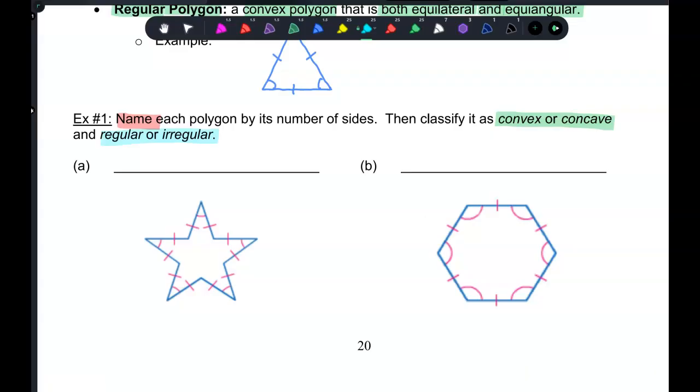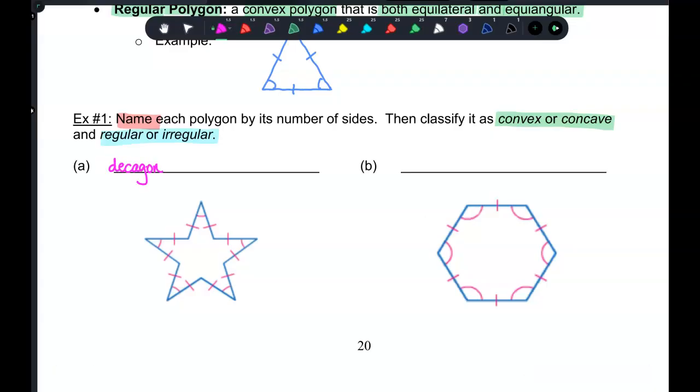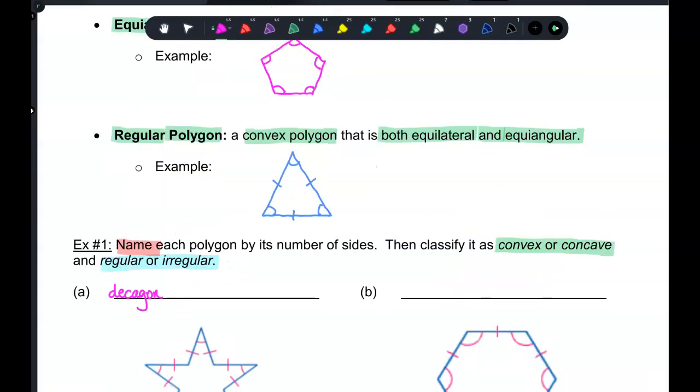So how many sides do we have? 10. So we're going to name it a decagon. Good. Wait, what do you mean irregular? Okay, so regular means it's got to be convex and equilateral and equiangular. If that qualifies, it's regular. Anything that is not all 3 of these is automatically irregular.